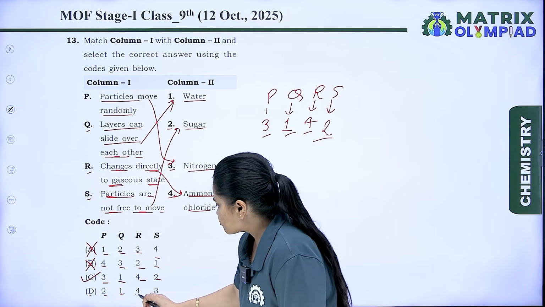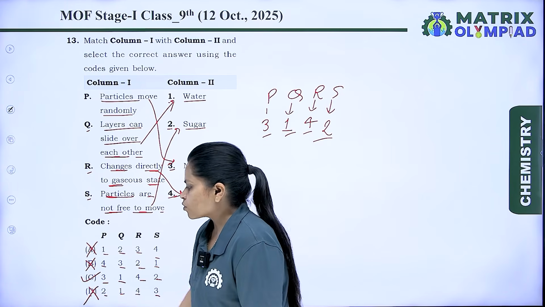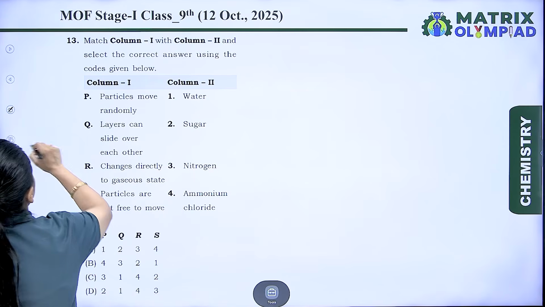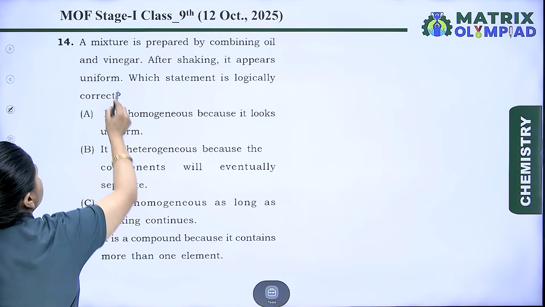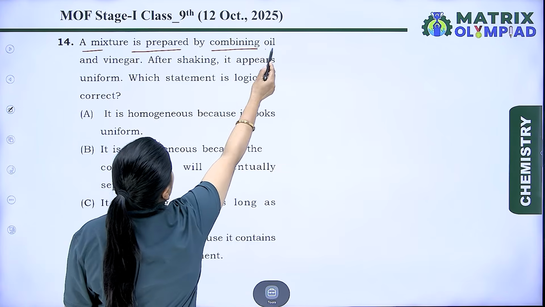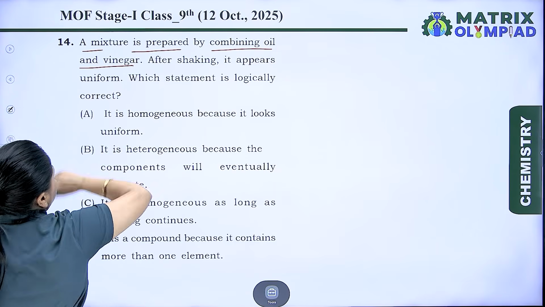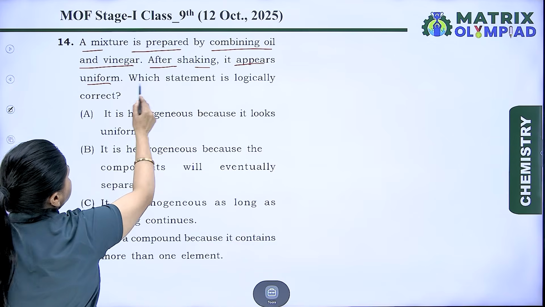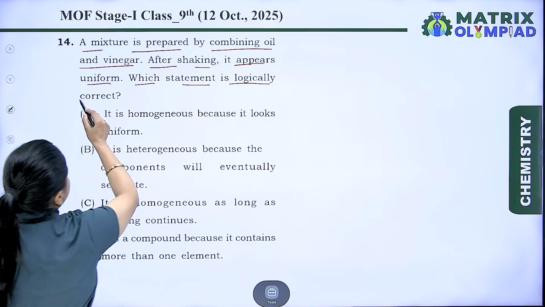Option D, 2, 1, 4, 3. This is again wrong. So the option C is correct for this question. Now, next question. A mixture is prepared by combining oil and vinegar. After shaking, it appears uniform. Which statement is logically correct?